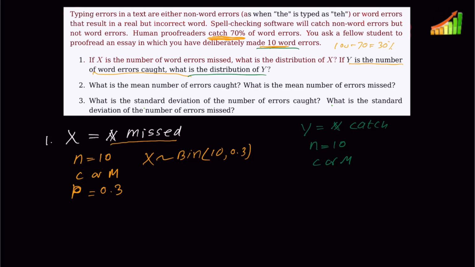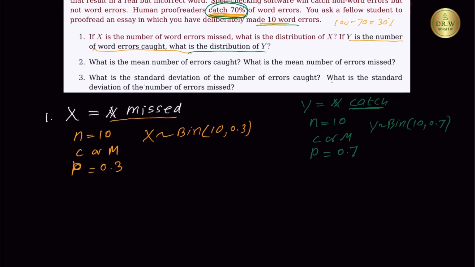Then the success probability. What is the success probability in this case? Here, y is the random variable, it is the catch. Therefore, we need to consider the probability of catch. It is what? It is 70%. Therefore, it is 0.7. Now we can say y has binomial distribution, n is 10, p is 0.7. Those are the distribution of x and y.